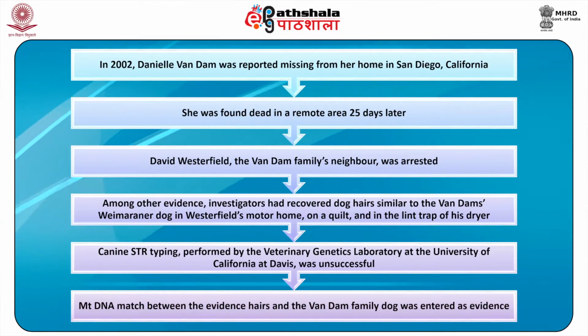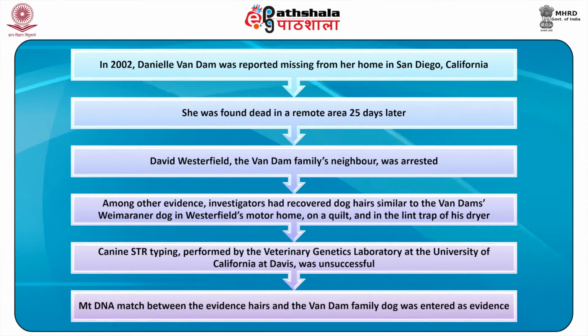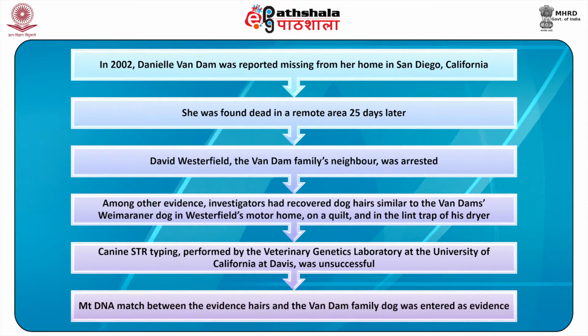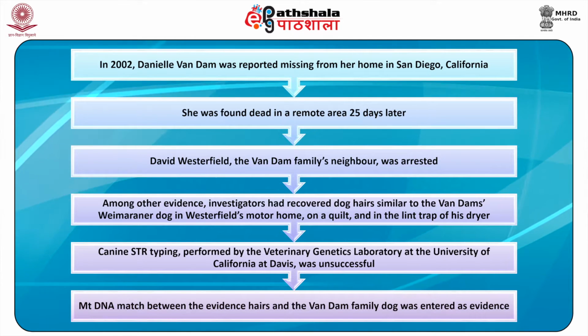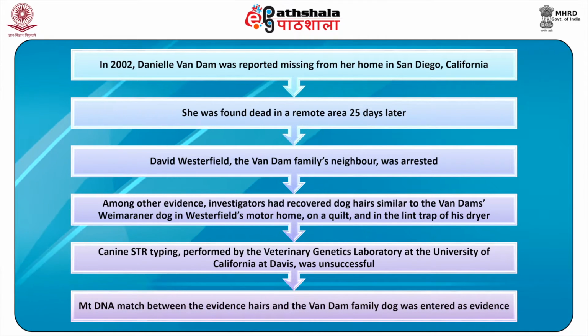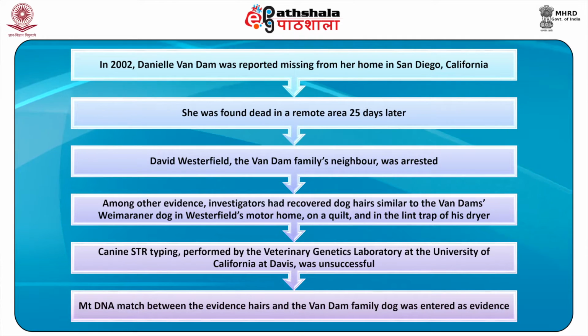In 2002, Danielle Van Dam was reported missing from her home in San Diego, California. She was found dead in a remote area 25 days later. David Westerfield, the Van Dam family's neighbor, was arrested. Among other evidence, investigators had discovered dog hair similar to the Van Dams' family dog in Westerfield's motor home, on a quilt and in the lint trap of his dryer.